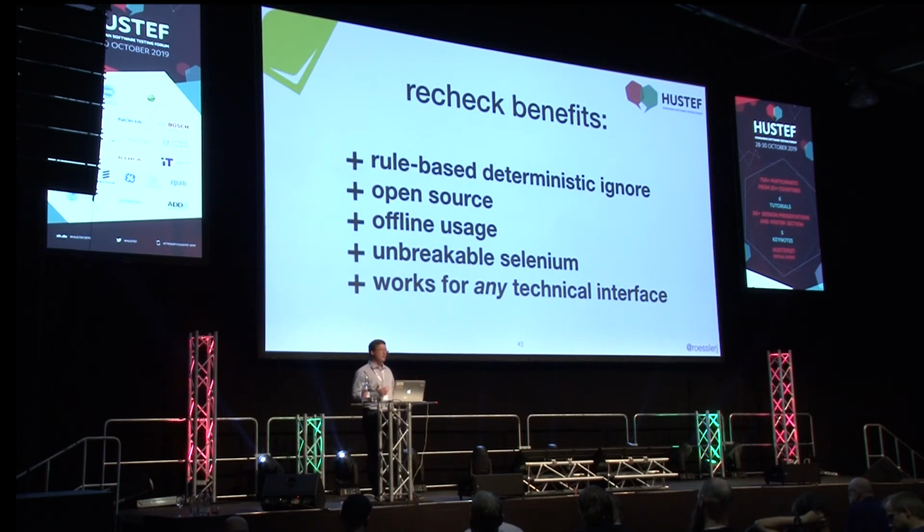You can use it offline because the Golden Master is created offline. So you can just store it and commit it to your version control system. It gives you the possibility to create virtually unbreakable Selenium tests. Unless the button isn't there anymore, we will find it. And in principle, it works with any technical interface. So I showed how it works with GUIs, but you can do the same with XML files, with JSON files, with any interface that you have for your systems. If you have two systems that have to communicate with each other, you can use that Golden Master approach. And also recheck, although we only have implemented it for GUIs.